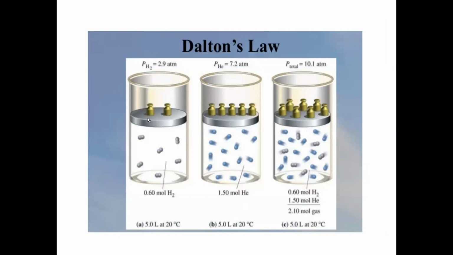See, this is one container containing some molecules of hydrogen, and there is another container with some molecules of helium, and this is the total pressure. Okay, see here the pressure is written in terms of numerical value. Here it is 2.9 atmosphere and here it is 7.2 atmosphere. And the total pressure as per Dalton's law theory is the sum of the individual pressures, that is 2.9 plus 7.2. So this gives you 10.1 atmosphere. If both the gases are mixed together, then as per Dalton's law, it is the sum of the individual pressures. So that is Dalton's law.